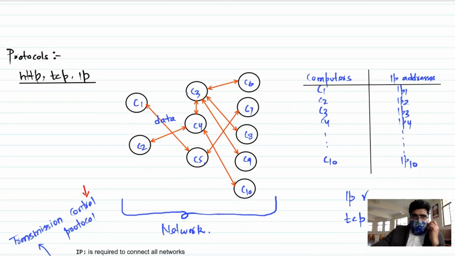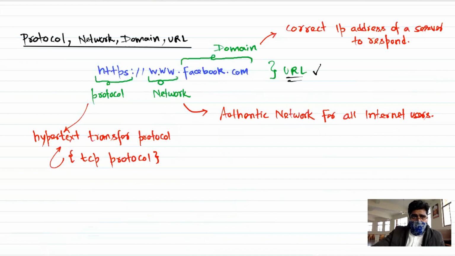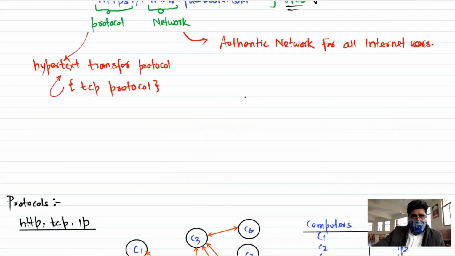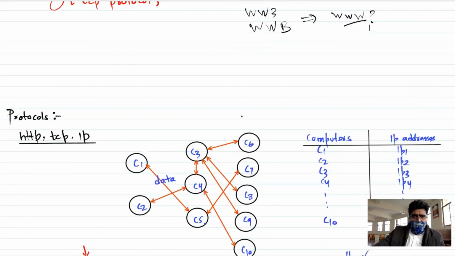Okay, so network. Why is this called a network? WWW is a network. Why is it not called WWC or WW3, or WWP? Why is it only WWW? That should be the question. So let's understand what a network is first of all.